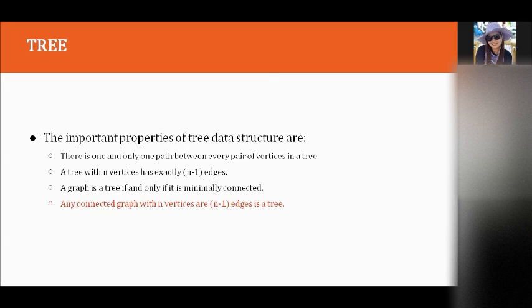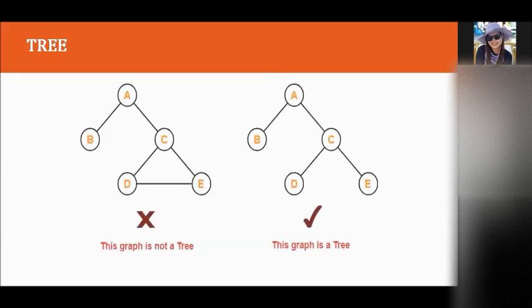There is one and only one path between every pair of vertices in a tree. A tree with n vertices has exactly n-1 edges. So a graph is a tree if and only if it is minimally connected. Any connected graph with n vertices and n-1 edges is a tree. So this one, I'll show.